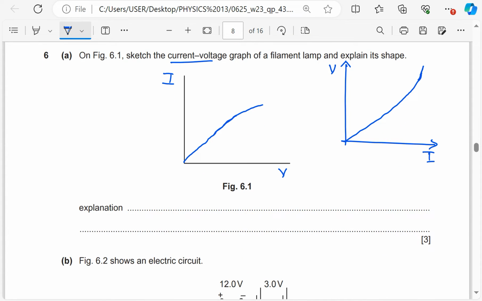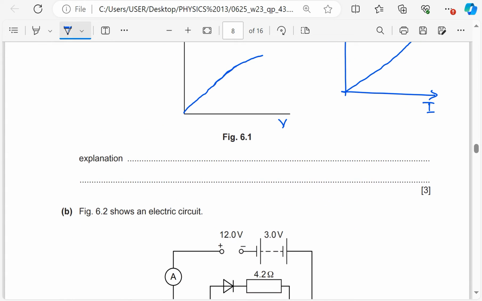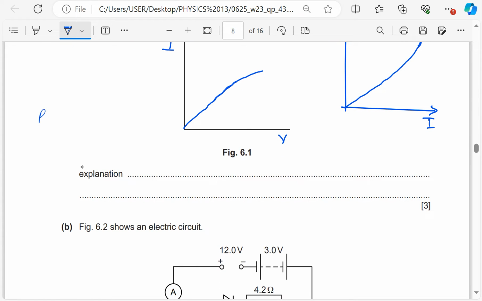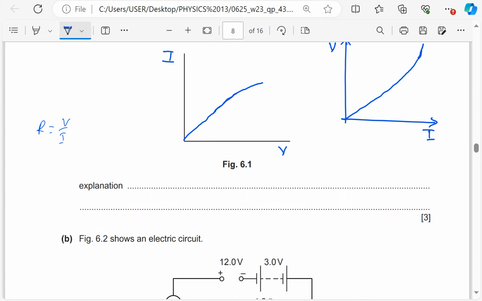Then the explanation: why is the curve supposed to be like that? Of course, the filament only glows when its temperature increases, and when its temperature increases, resistance increases. Remember, resistance is V over I. So as temperature increases, resistance increases. That means the change in current becomes very small because the resistance increases.